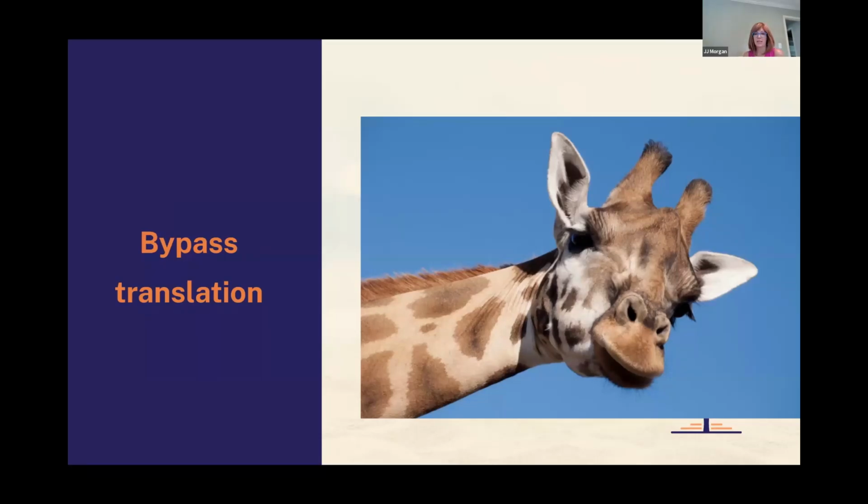Visuals bypass translation. I don't have to translate what this animal is into English because I can put it on the board and say the word. It is a cognate in Spanish. I don't know if it's a cognate in other languages, but I can just say the word and point to the image. I don't ever have to use the English because this image is so vivid, it completely bypasses the need to translate it.